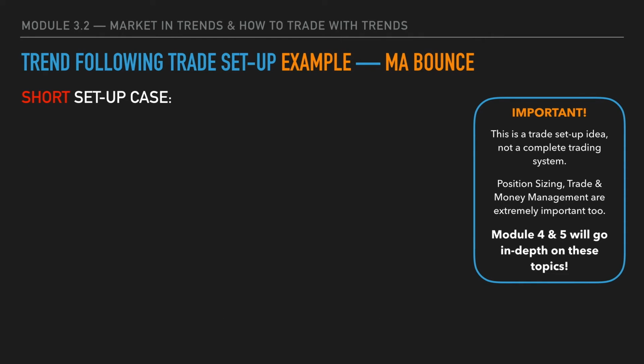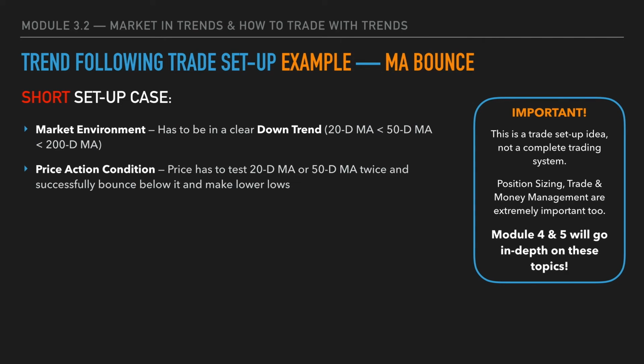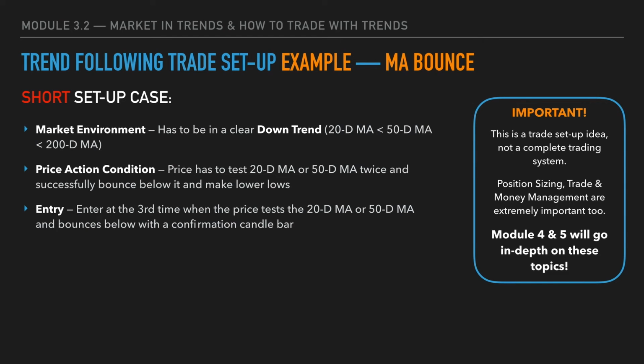Cool! Let's take a look at the short setup case, the bearish case. It works the best in a clear downtrend market, which means the 20-day moving average is below the 50-day moving average, and the 50-day moving average is below the 200-day moving average. The price has to test the 20-day moving average or 50-day moving average twice and be rejected, continuing lower and making lower lows. If that happens, enter your position at the third time when the price tests the 20-day moving average or the 50-day moving average and bounces below with a confirmation candle bar.